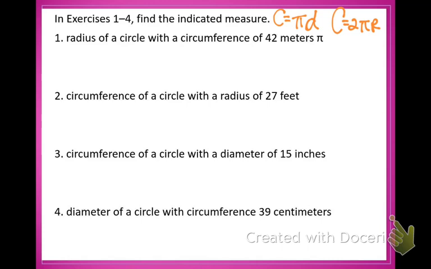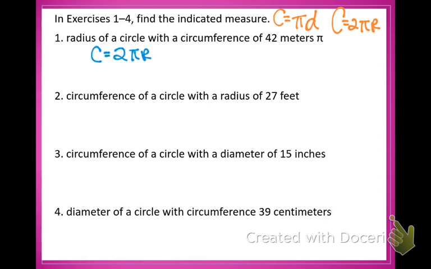So when do we use pi times d? When we're either trying to find the diameter or we're given the diameter. We use 2 pi r when we're finding the radius or we are given the radius. Okay? So in number 1, it says find the indicated measure: the radius of a circle with a circumference of 42 pi meters. So really the same thing as 42 pi. All right, so when we do this, which of the formulas are we going to use?